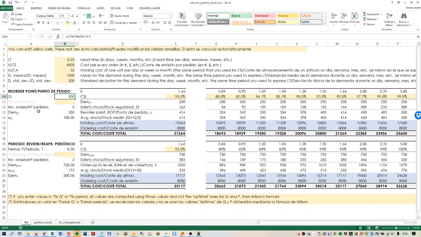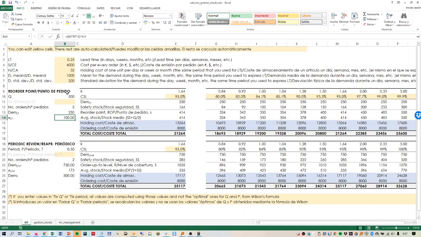And to get the rest of the relevant information for this policy, I have to compute the demand during the lead time and the standard deviation during the lead time. And again, you can check the formula here. For example, the demand during 0.25 months is 0.25 times the demand for one whole month, which is 1000, and that product is what you have in this formula. You can check the formula here.